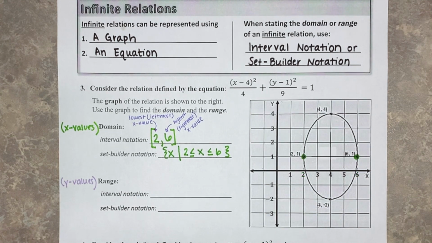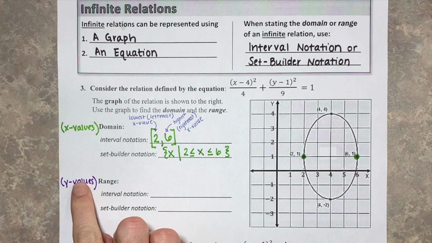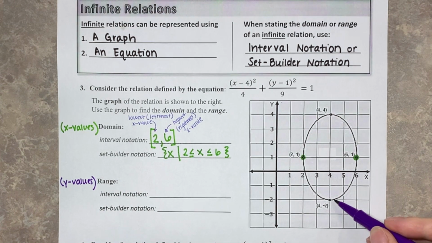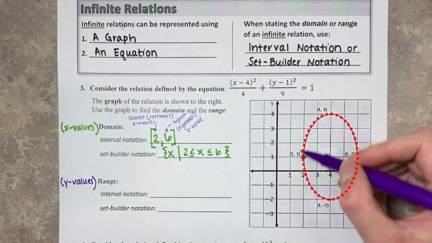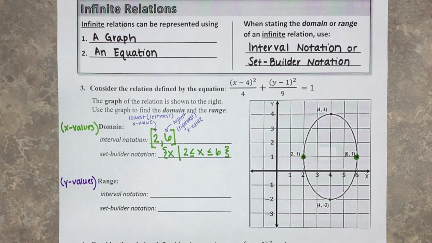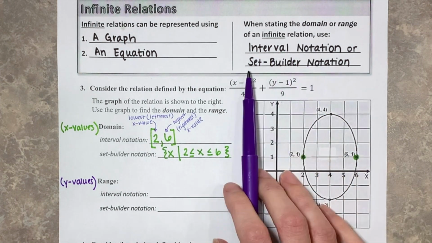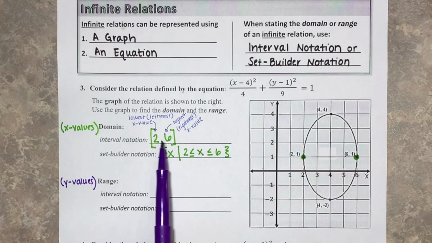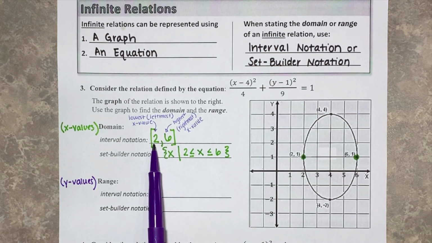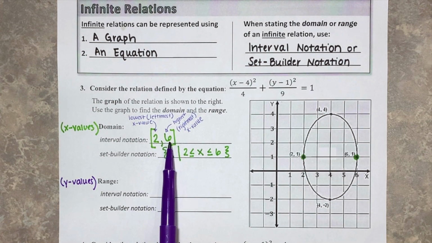Next, let's discuss the range. The range refers to the y values. Now, again, there are infinitely many points along this graph. So there are infinitely many y values. So to describe the infinitely many y values, we again can use either interval notation or set builder notation. Let's start with interval notation. For interval notation, we list the endpoints like we did up here. Here we listed the lowest x value and the highest x value. For the range, we'll list the lowest y value and then the highest y value.